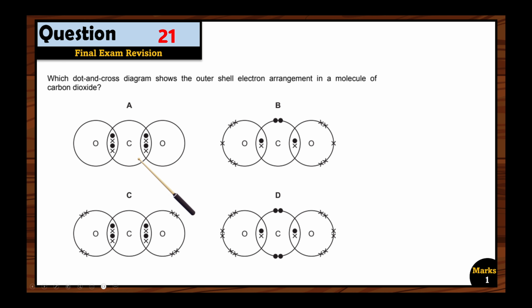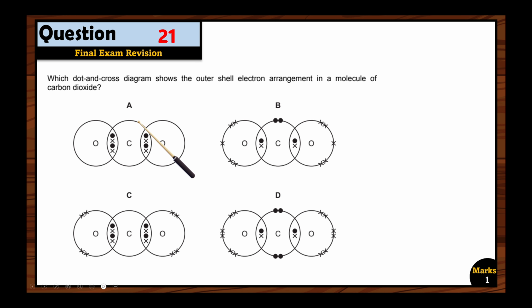So there should be 2 bonds here and 2 bonds here. 2 bonds means 4 electrons. So can you see 4 electrons here? 1, 2, 3, 4. Yes, 1, 2, 3, 4. That's right. Here you can see only 1 bond, right? 2 electrons means 1 bond. So it means this one is wrong. Here you can also see 1 bond. That is also wrong. So now we are only left with A or C.